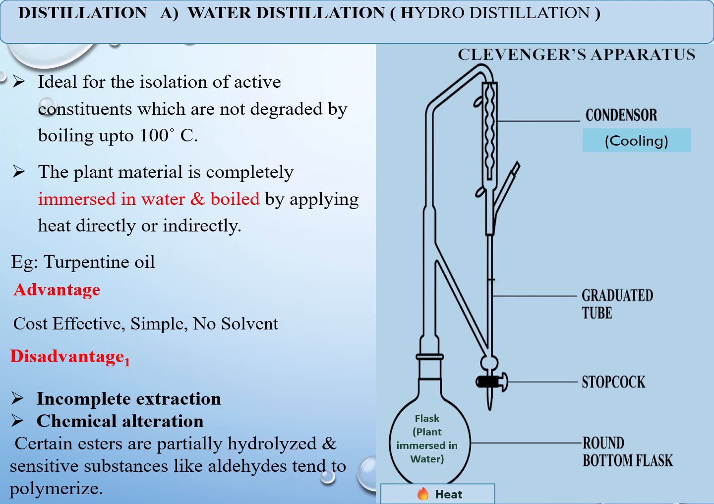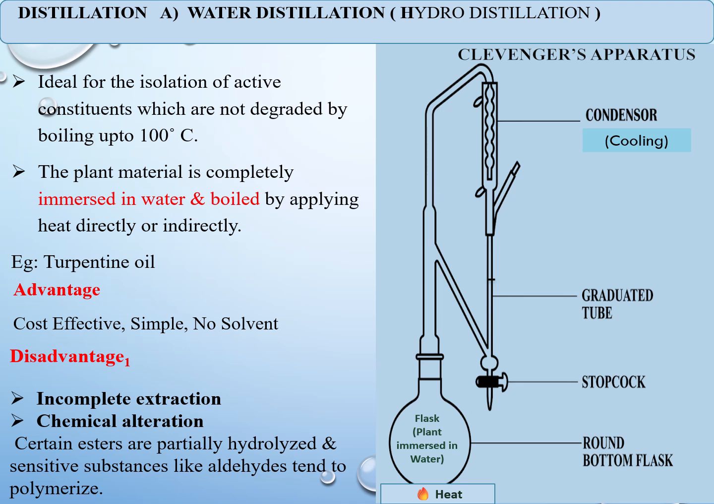So on the application of heat, what happens? The water as well as the volatile oil is converted into the vapor stage, and this is passed on to the condenser. And what is the function of the condenser? It condenses or cools the water vapor as well as the volatile oil vapors. So these vapors will condense and then fall into a graduated tube. That is, we will get water as well as the volatile oil on condensation of the vapors.